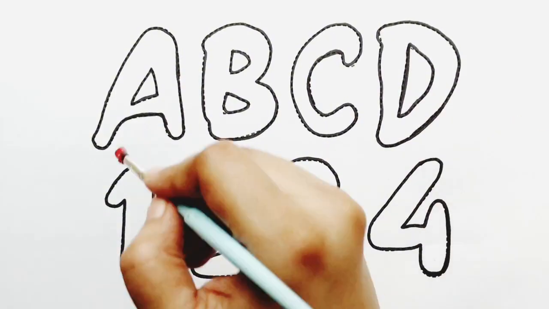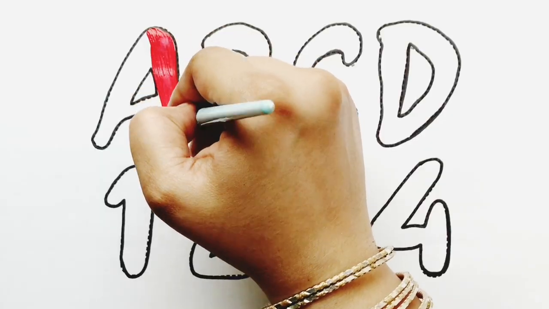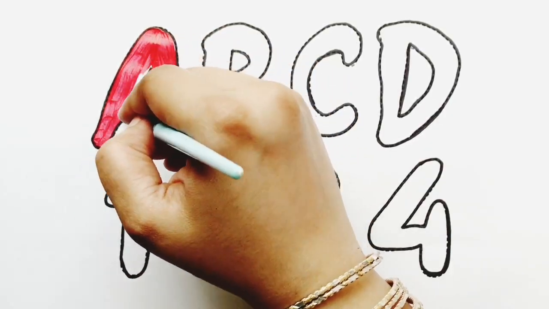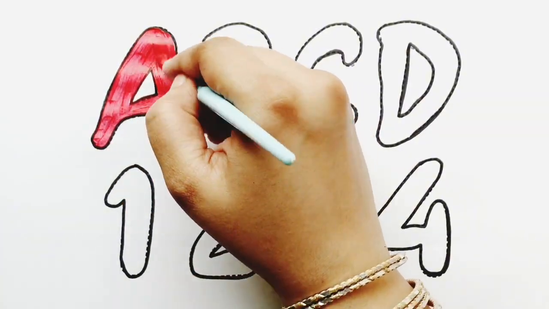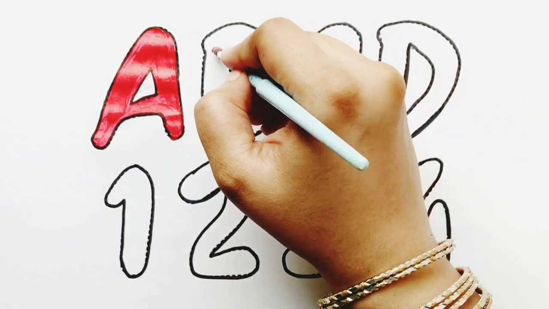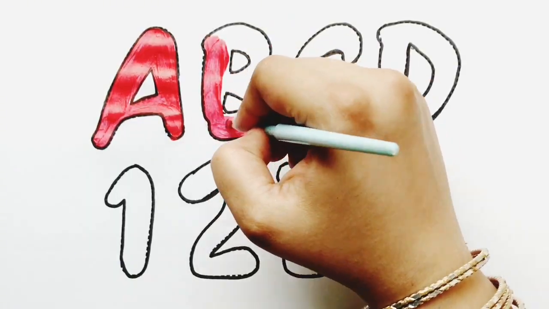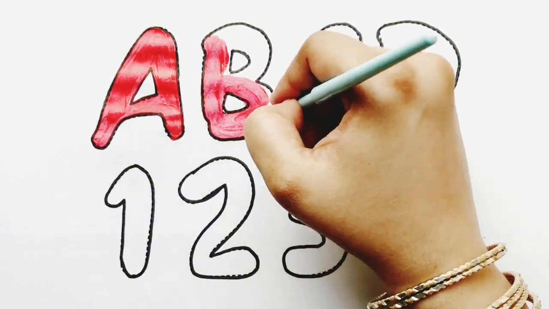Let's paint. Red color. A for aeroplane. B for broccoli.